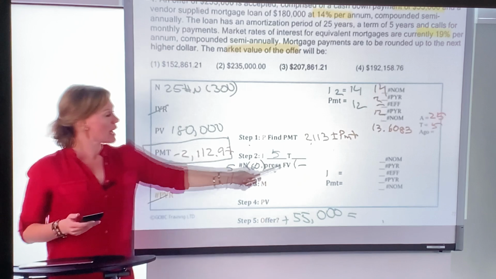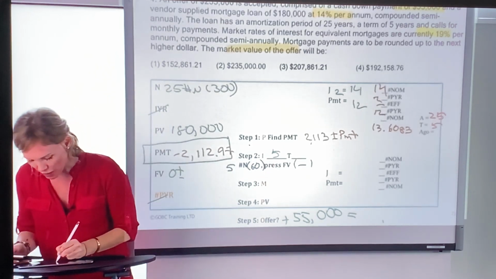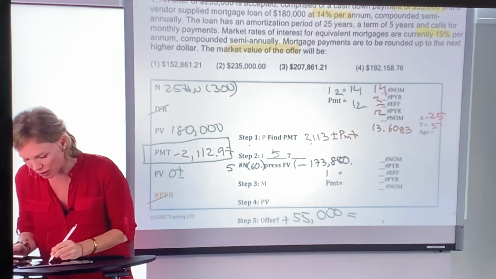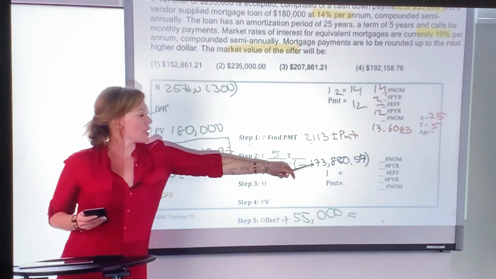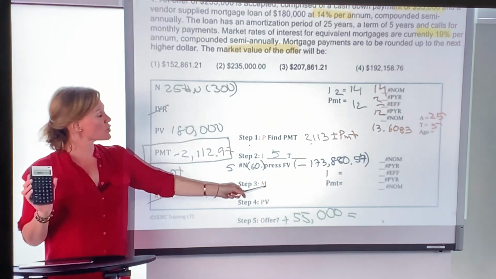Press future value. How do you know if you've done a good job? It's negative and it's lower than your present value. So mine came up as 173,880.54. Okay, so that's good. Step number 2 is finished. Don't round it up. Don't do anything with this. Keep it as is. Step number 3 is your second market rate.